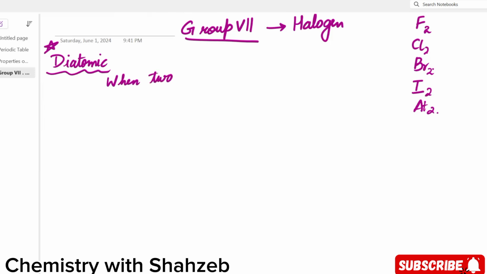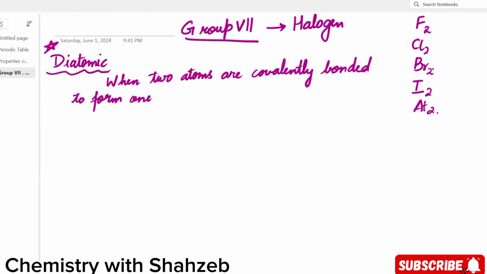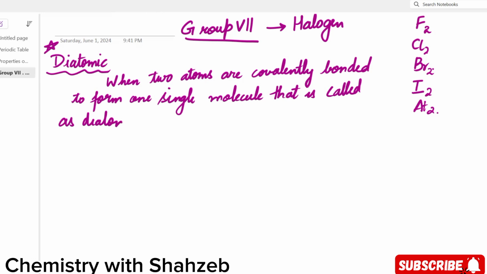two atoms are covalently bonded to form one single molecule, that is called diatomic.